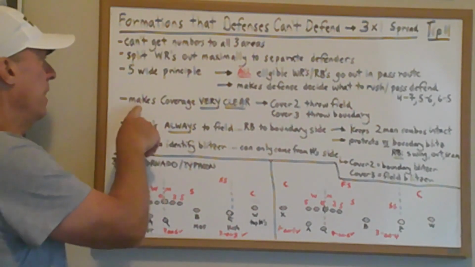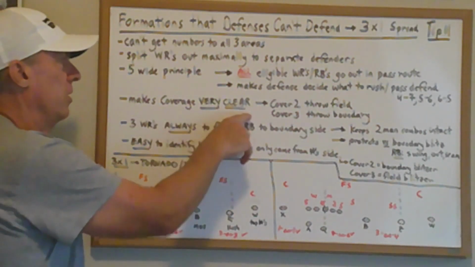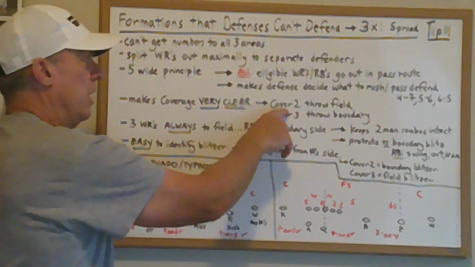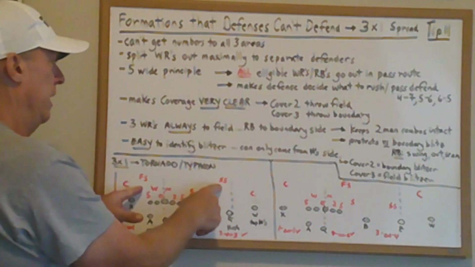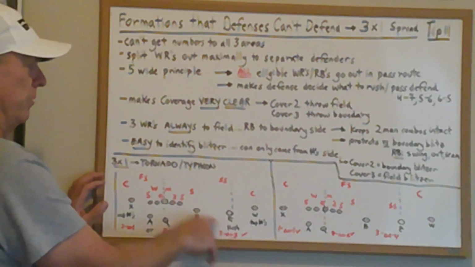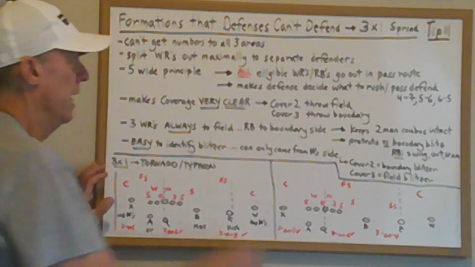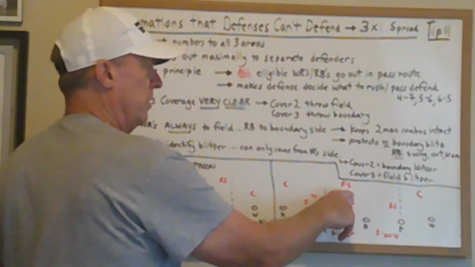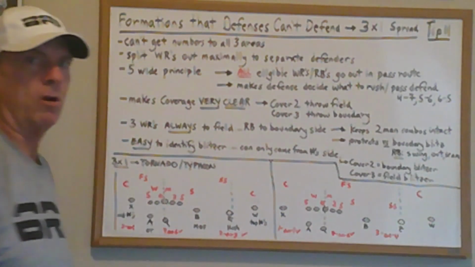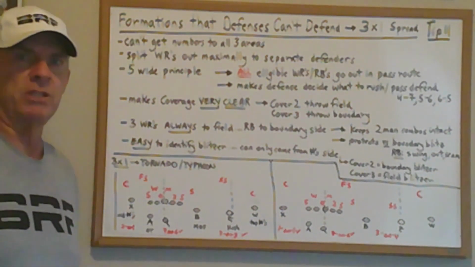Okay? The other thing it does is make the coverage very clear. When you see a cover 2, which is 2 safeties deep, you know right away you're going to throw to the field because you're going to be 3 on 3. If it's cover 3, or if you see a safety in the middle of the field, you know you're going to throw to the boundary because it's going to be 1-on-1. And that works every single time.